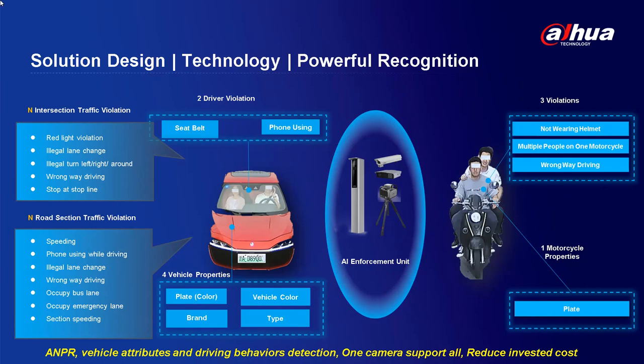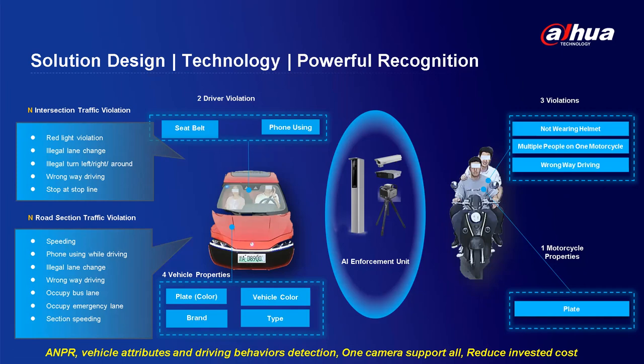Then we have the properties we would capture from vehicles. Number one, we use the plate number, the color of the vehicle, the brand of the vehicle, of course, and the type of the vehicle.